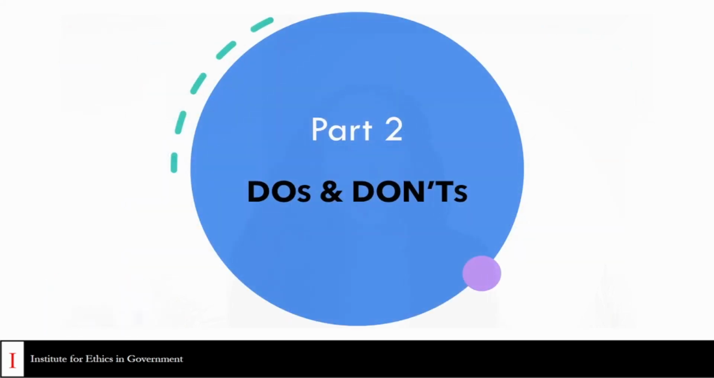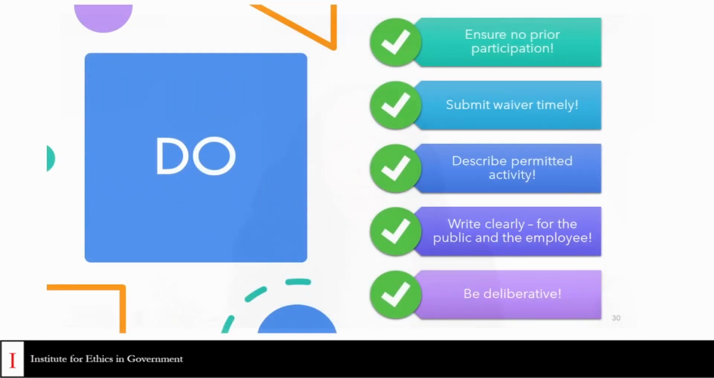Okay, now let's talk about some important things you should remember to do in your waiver and things you should not do. All right, so starting with the do's. Do make sure the employee has not already taken any action on the matter. We recommend being proactive in confirming with the employee that they have not participated. We cannot emphasize enough that waivers are prospective and must be issued before the employee participates.